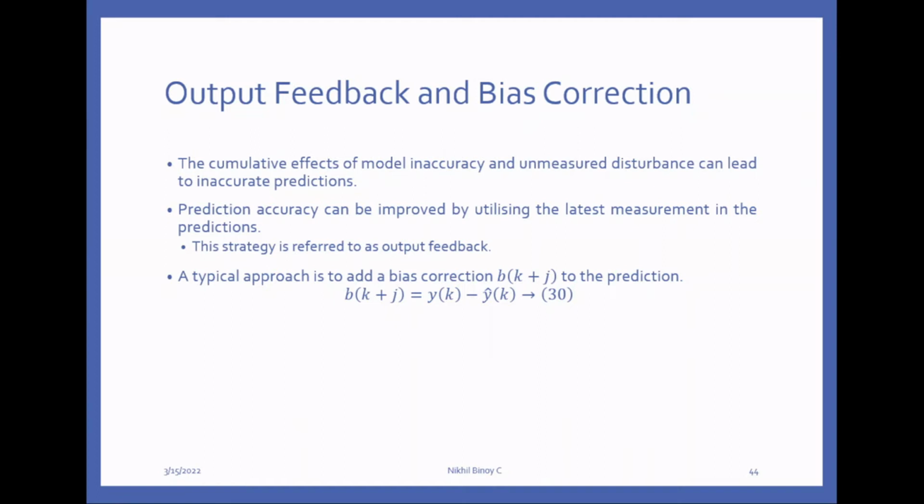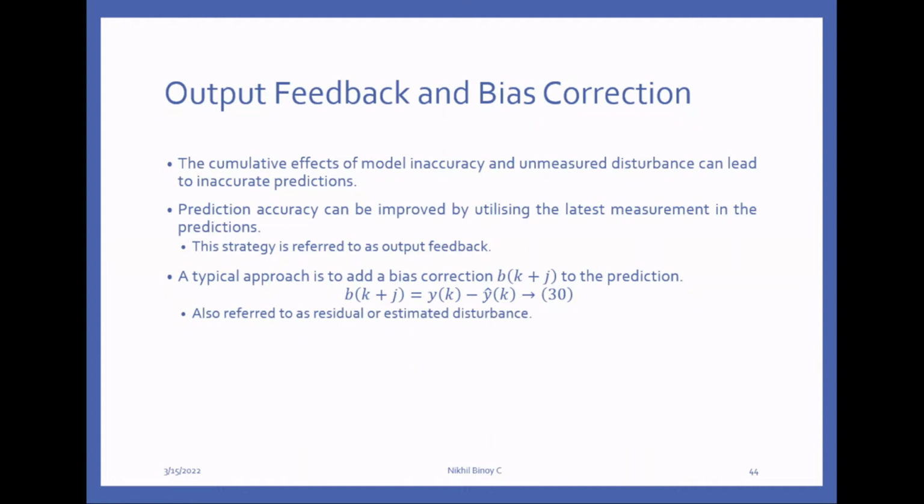We can write it as b(k+j), the generalized representative for the jth instant, is equal to y(k) minus y cap(k), because we don't have y(k+1); that one is actual output and the given system is causal. So we can measure the scalar quantity of the difference between actual output and the predicted output, the current difference only. So the bias correction b(k+j) is equal to y(k) minus y cap(k). It is equation number 30.